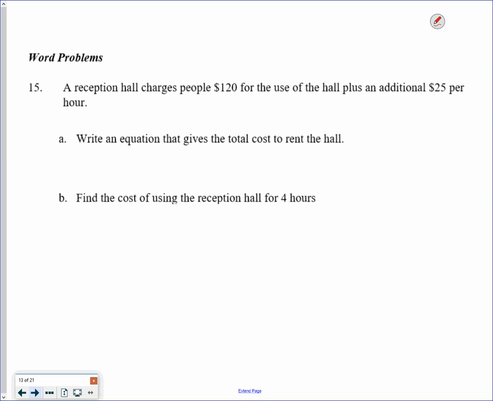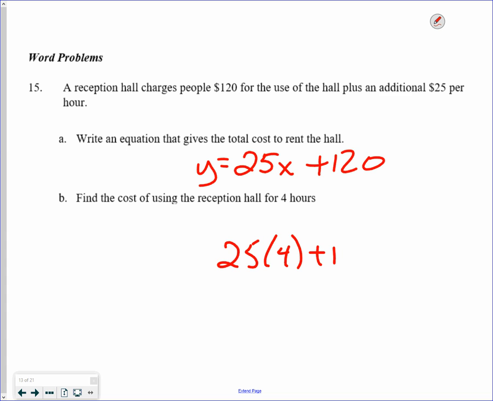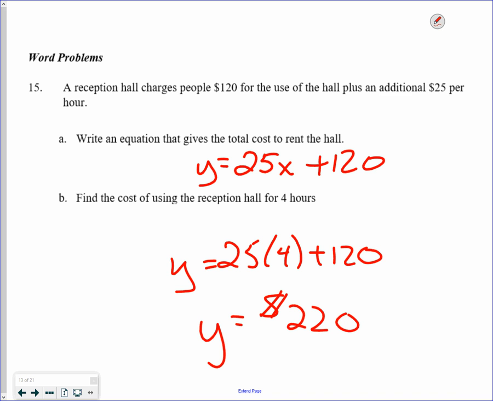Word problems. There are going to be a couple of word problems. The reception hall charges $120 for the use of the hall plus an additional $25 per hour. Write an equation. So you're going to basically, it's 25x because it's $25 per hour plus the initial cost of $120. Now, find the cost of using the reception hall for 4 hours. So I'm using the equation, and it would cost $220. Again, every word problem deserves a label, so please don't forget to put the $ sign.